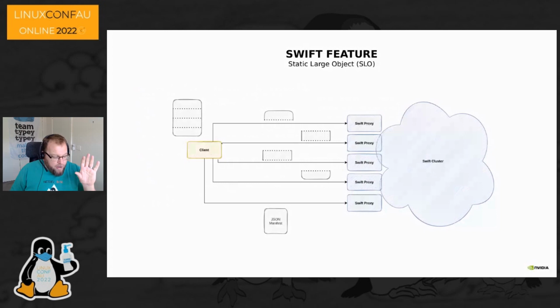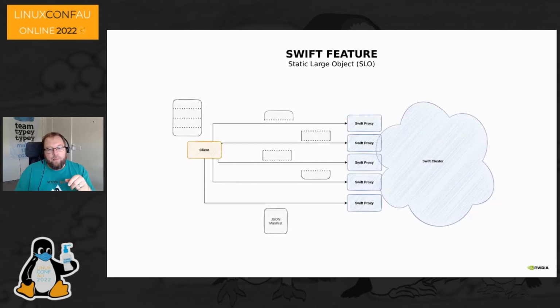So you have your object, you can divide it up into what we call segments, and you upload them separately. So again, hit different Swift proxies. You can do it concurrently. You can do it quick. If it's a really large item, you can cut it into thousands. If it's a smaller item but you just want to upload it quicker, then this is a way you could do it.